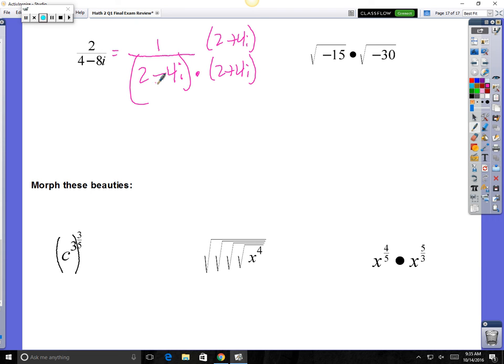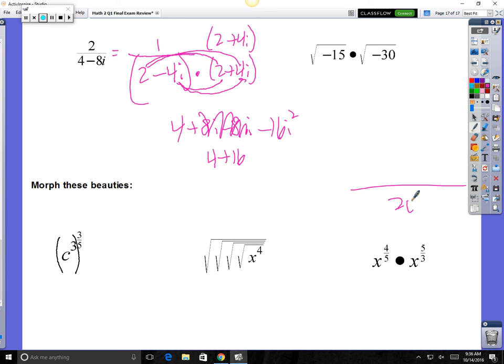So it's kind of like what we just barely did. If we have 2 minus 4i, 2 plus 4i, that's going to create some zeros. 2 times 2 is 4. 2 times 4i is 8i. A minus 4i times 2 is a minus 8i. And a minus 4i times 4i is a minus 16, i times i is i squared. So that is 0. That i squared is going to change that to a positive, so it's going to be 4 plus 16. On the bottom, you should have 20.